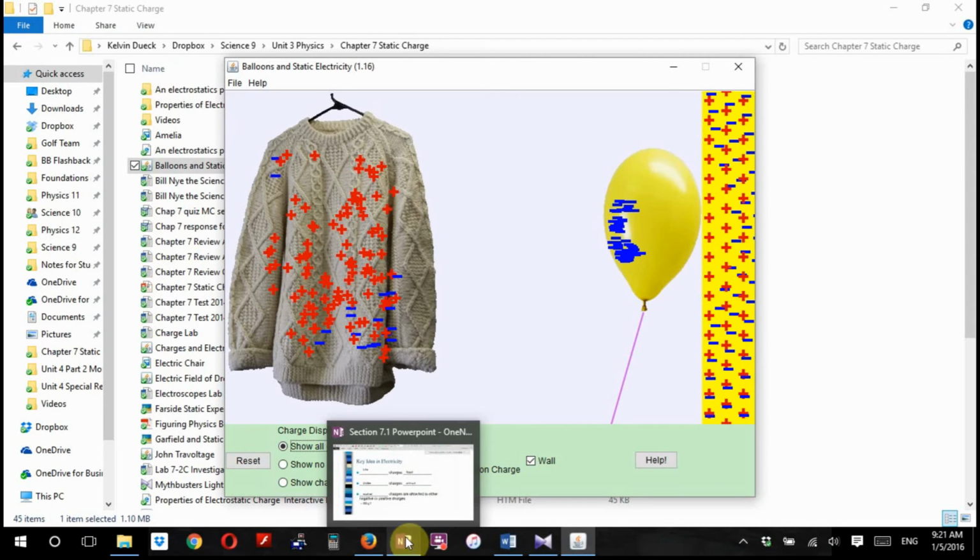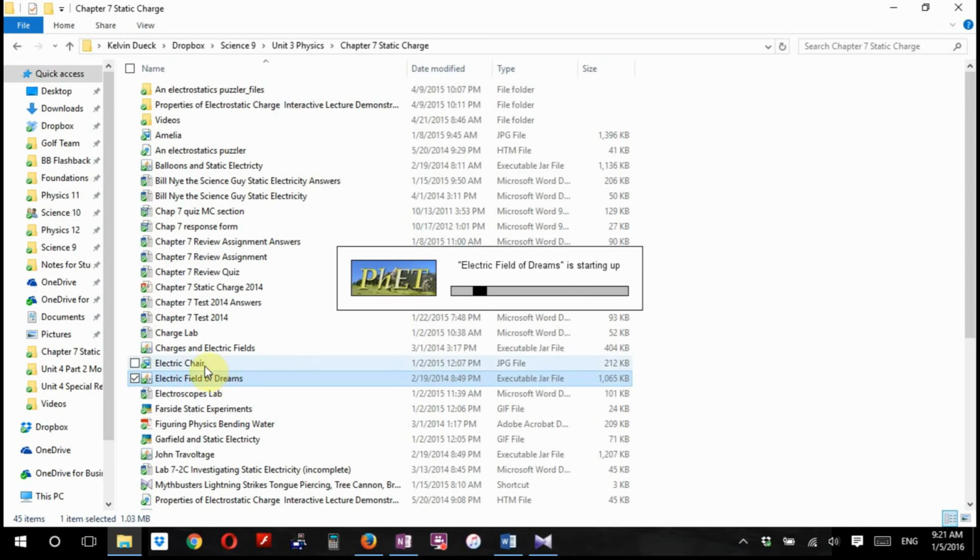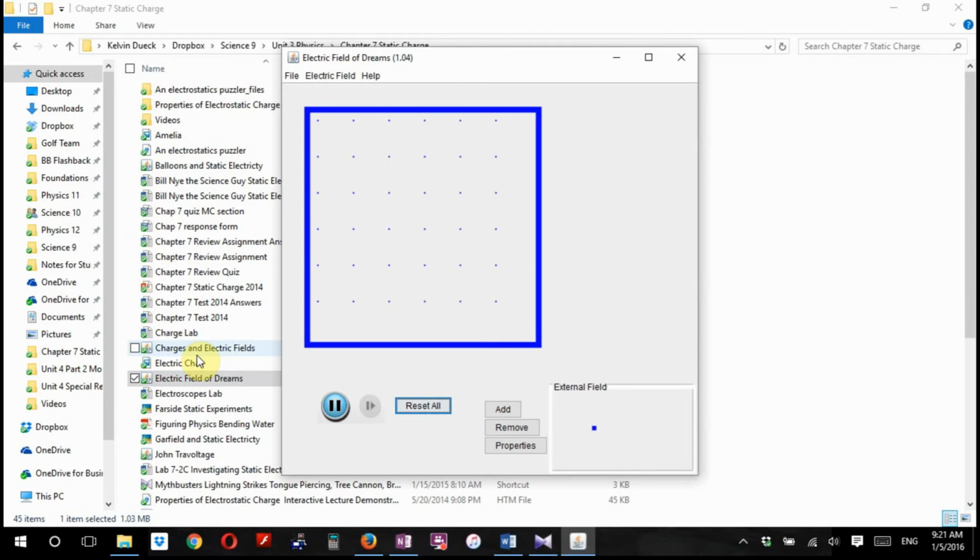If you want to go even more interesting, because this is tough to visualize, here is an electric field of dreams. Say, what? Your job is to see if you can figure out which charges are positive and which charges are negative based on observing the fact that like charges repel, unlike charges attract. So there's a charge right there. Now, I'm going to tell you that arrows point from positive to negative. This charge is negatively charged. You okay with that?